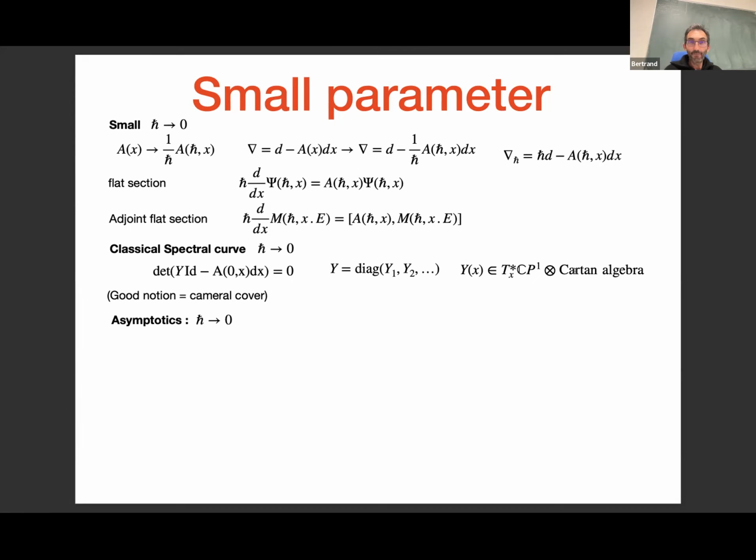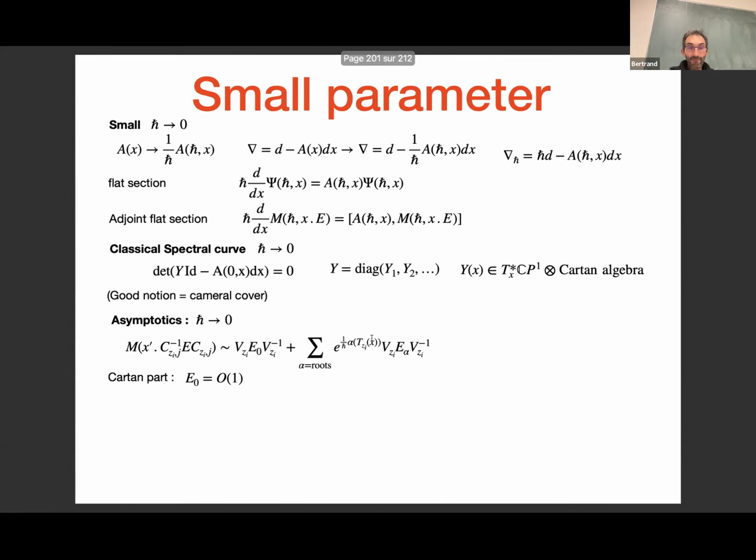Now, what happens when you take the asymptotics at h bar to 0? At least heuristically, we see that M, again, when you decompose E on the root spaces, in the Cartan part, the exponentials disappear. So the Cartan part has a limit when h bar goes to 0. The other terms have exponentials.